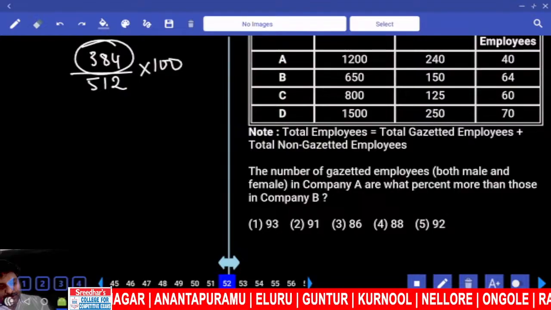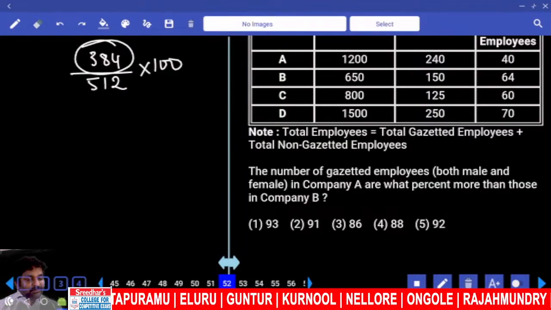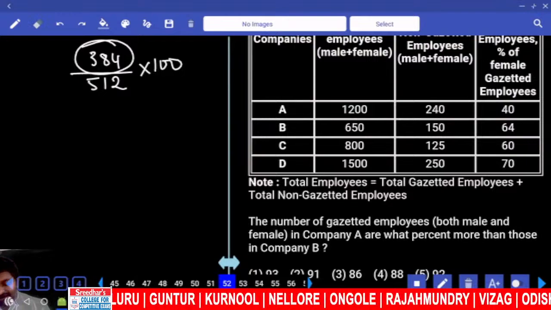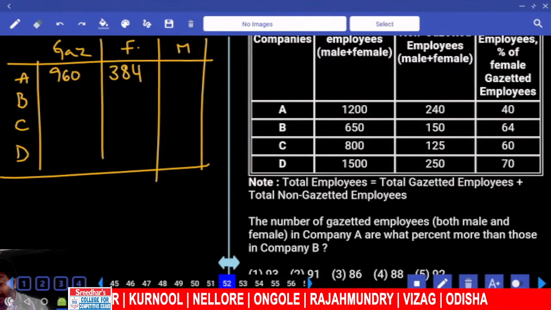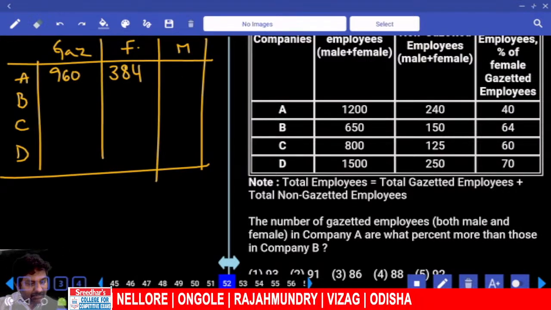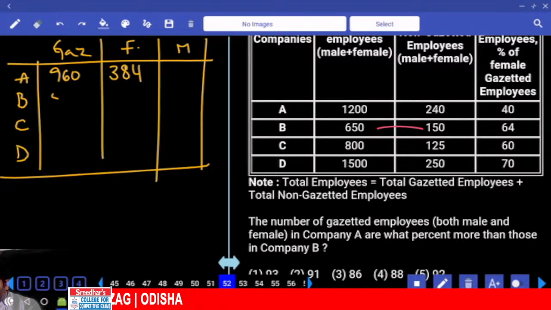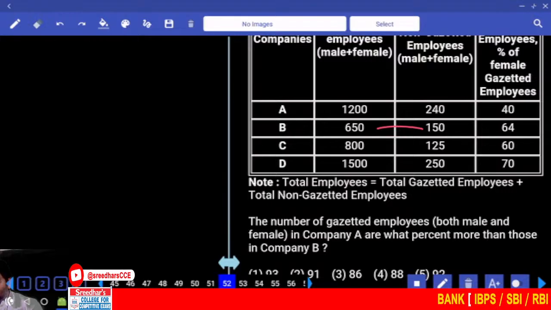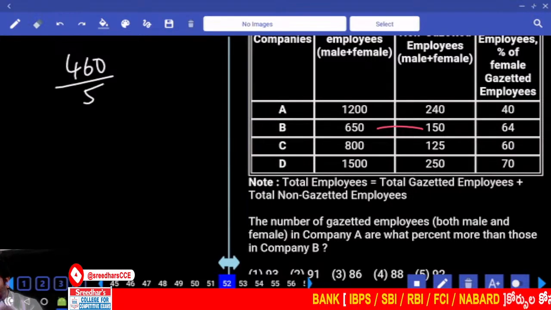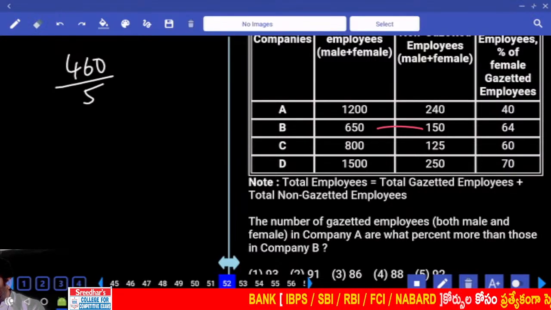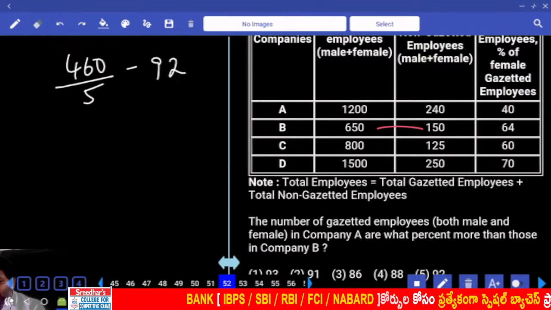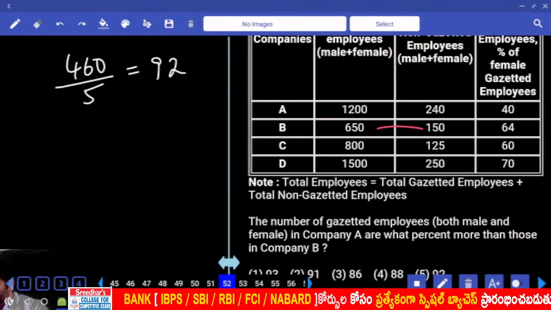Number of gazetted employees, both male and female, in company A is 960. What percent more than those in company B? In company B, gazetted employees are 500, then 960 is how much more than 500? 460 more. Directly we can write 5 divided by 10 into 2, 92%. Clear?